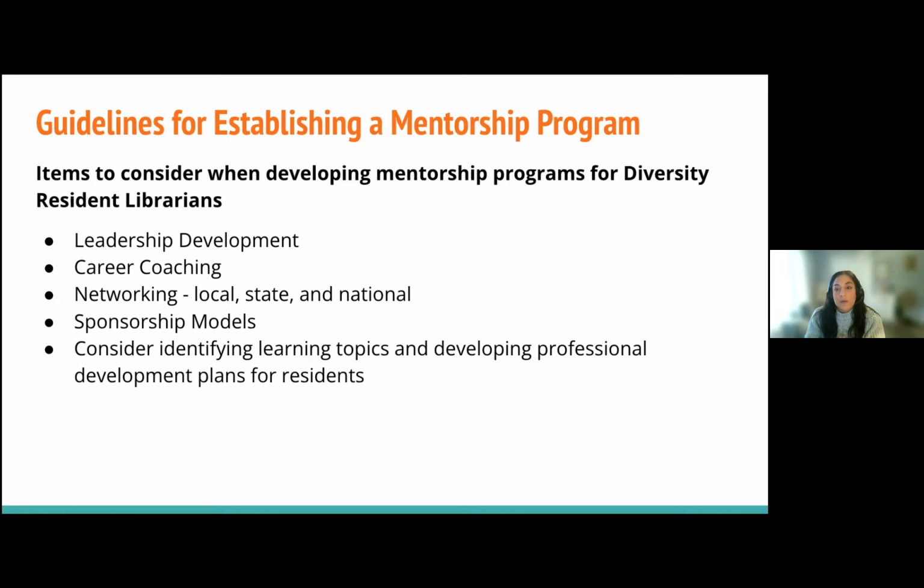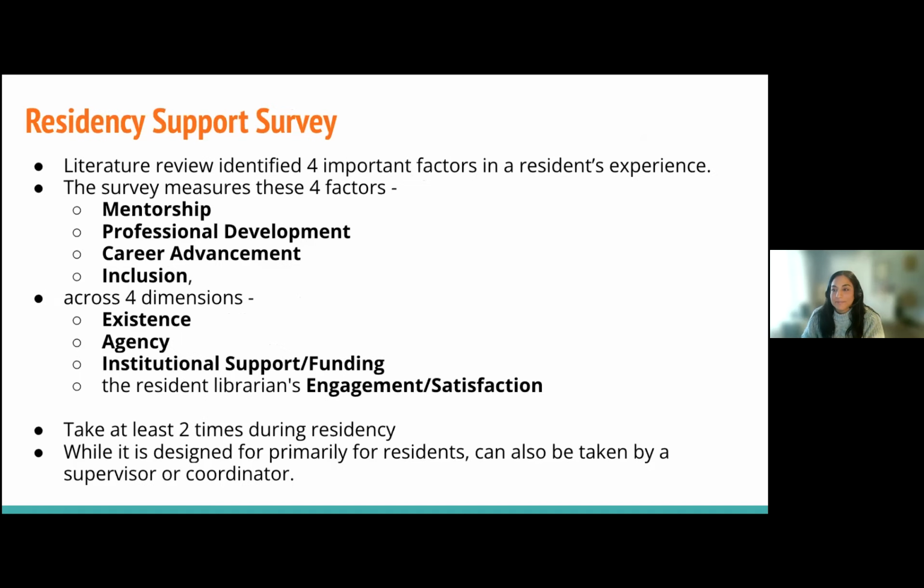And so now I will go ahead and pass it on to Maya and Willa, who will discuss the resident support system in the next slides. Thank you, Laura. So we're going to switch gears and move on to the next component of the toolkit, which is the residency support survey.